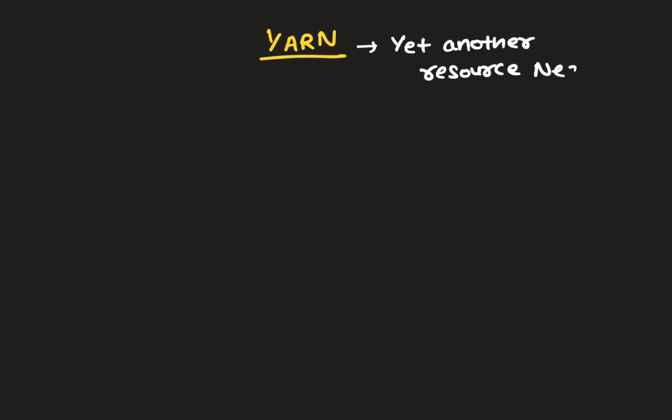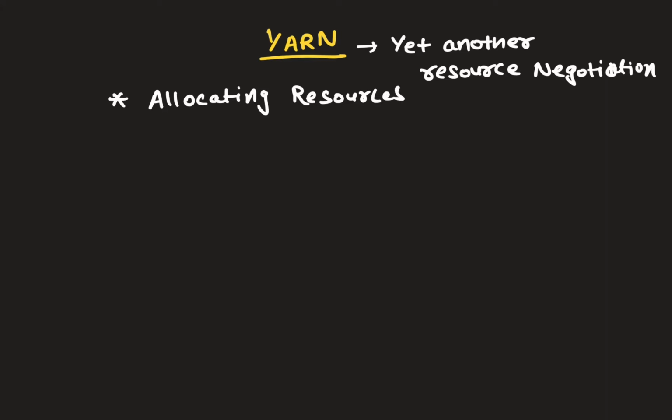So let me write down here Yarn. So what is Yarn? Yarn, in short form, is called Yet Another Resource Negotiator. In the previous section, we discussed that job tracker was doing two things. One is allocating the resources, and then second was managing the task, right?